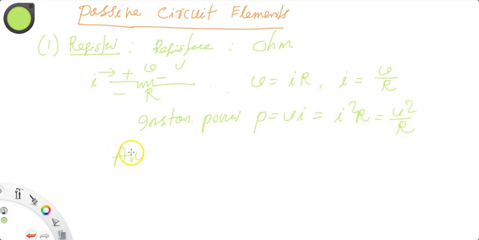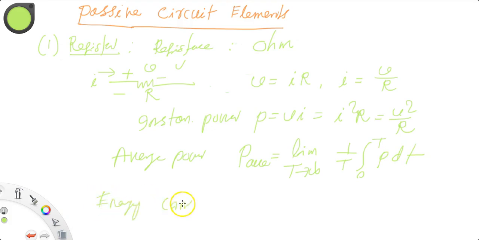Average power calculation is very simple: limit T tends to infinity, 1 upon T, integrated over a period, the instantaneous power. And energy consumed, W equals the integral from minus infinity, that is the initial time, to the final time, of P dt. Because it is a resistor, it always consumes power.